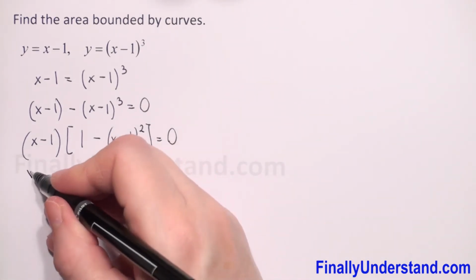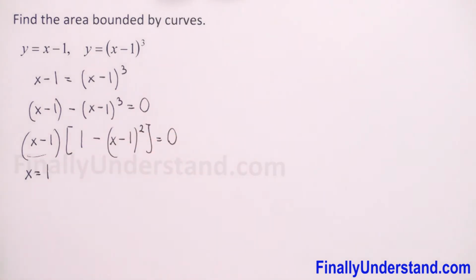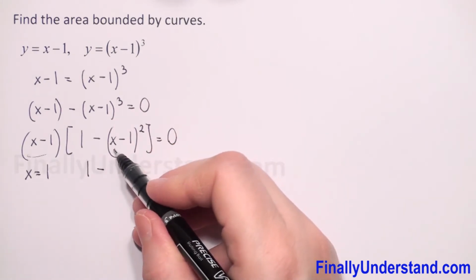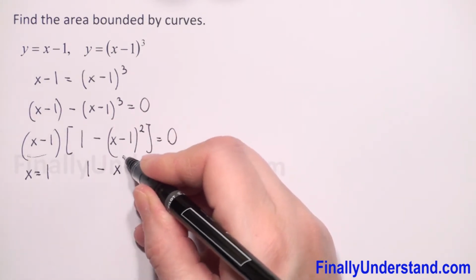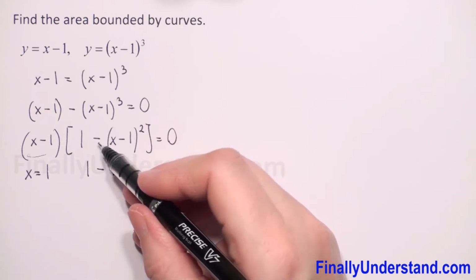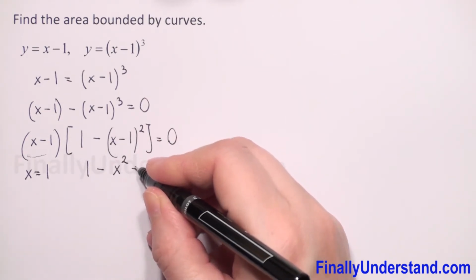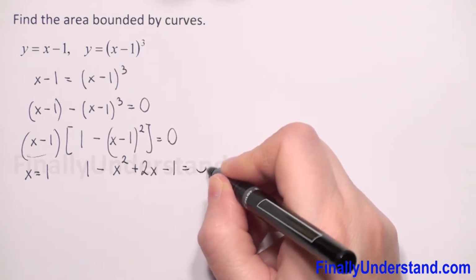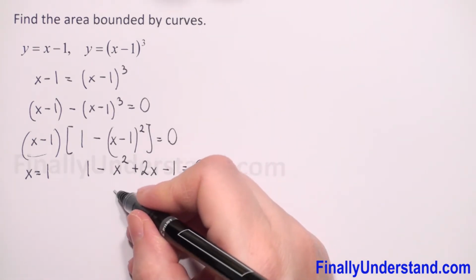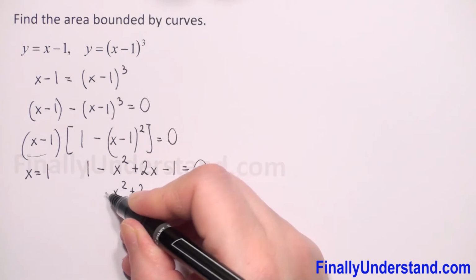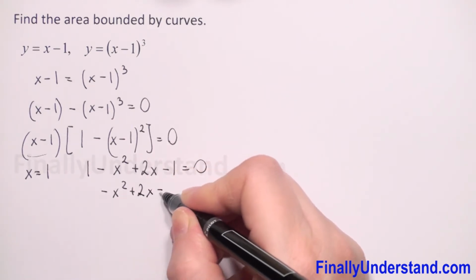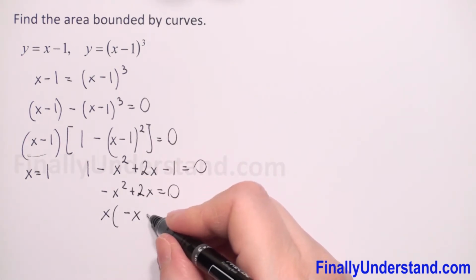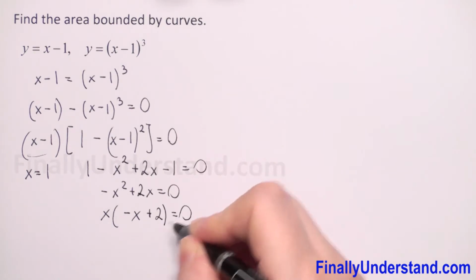x will be equal to 1 from this first expression. And in brackets, 1 minus (x minus 1) to the second power is x squared minus 2x, because we have a negative sign, so negative and negative give us positive 2x, and minus 1 equals 0. 1 and 1 will reduce, and we have negative x squared plus 2x equal to 0. We can factorize x. So we have negative x in parentheses x minus 2 equal to 0.